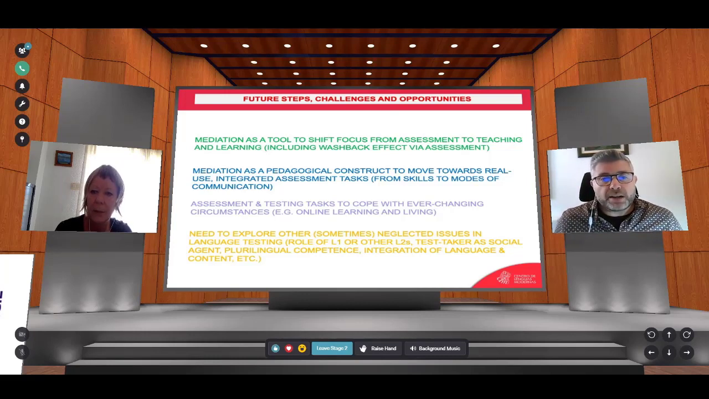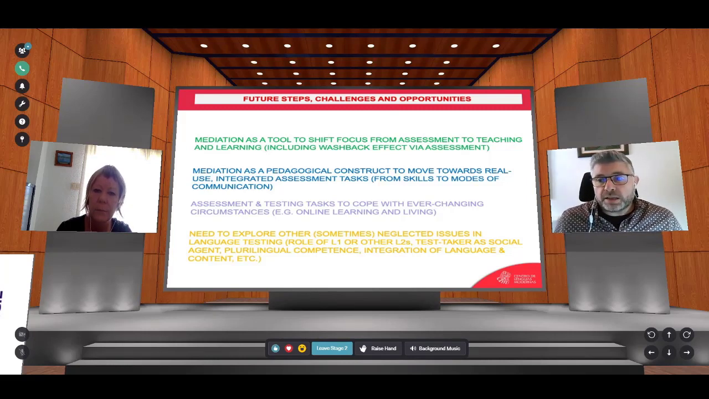So as our final remarks, we would like to highlight the fact that mediation poses severe challenges. It does to language testing. We are aware of that, but at the same time, it gives great opportunities to shift the focus from assessment to teaching and learning, as the companion volume says. And we think that we can achieve this by means of the washback effect via assessment, because if we include mediation tasks in our exams, we will have teachers teaching to the construct and learners learning to the construct. So there will be a focus on teaching and learning too.